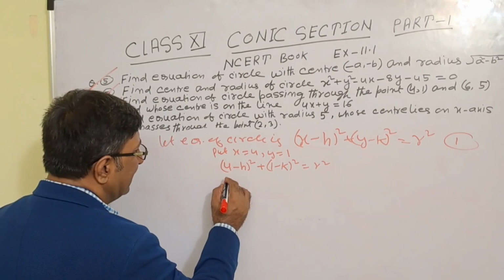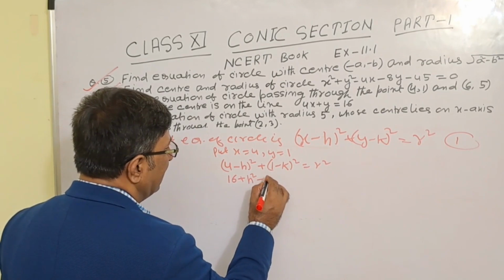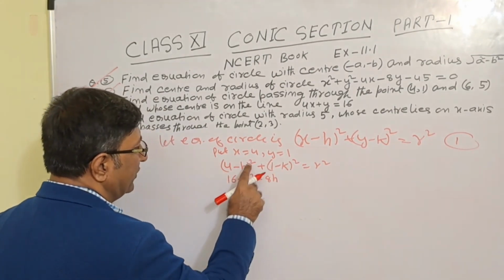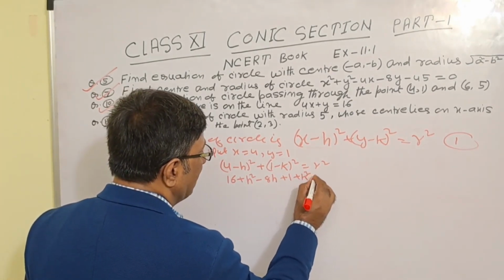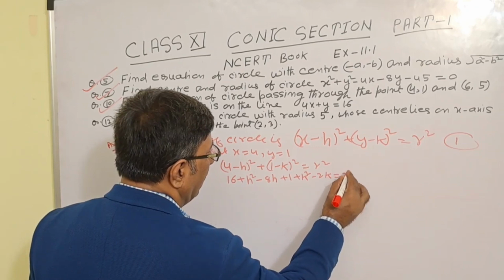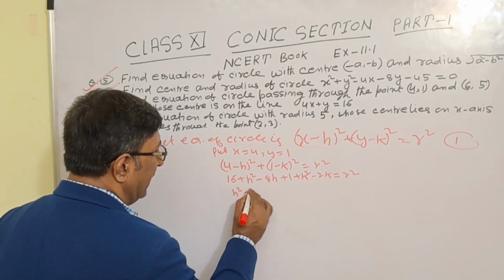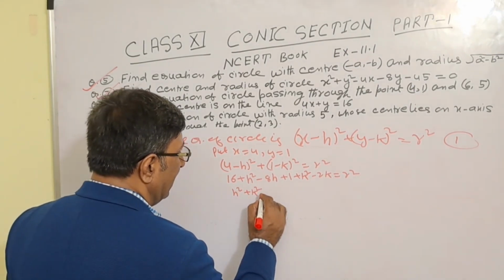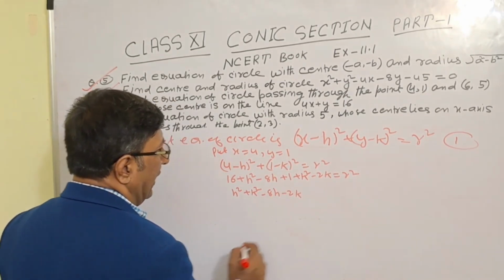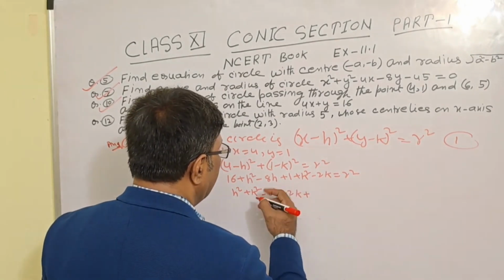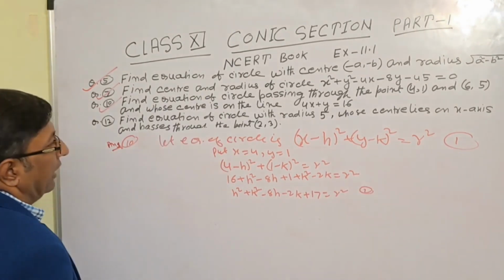Now we can write this as 16 plus h square minus 8h, using a square plus b square minus 2ab. Again this is plus 1 plus k square minus 2k equals what? R square. So arrange this: h square plus k square minus 8h minus 2k plus 16 plus 1, that is 17, equals r square. This is the second equation.